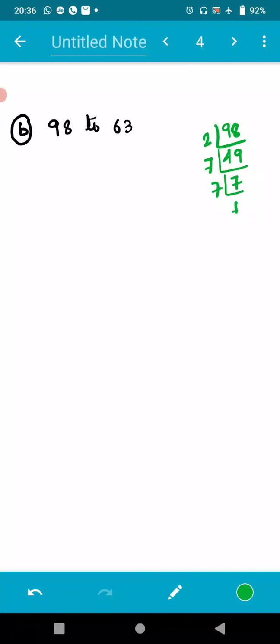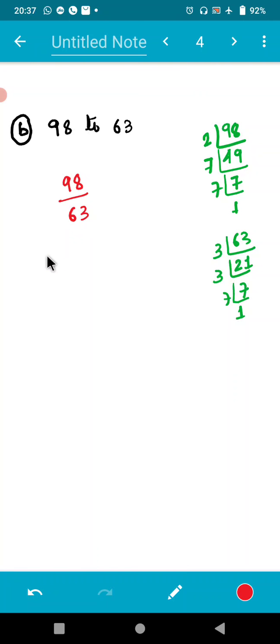Okay, so now what about 63? 63 is divisible by 3. So 3 2s are 6, 3 1s are 3, 3 7s are 21, and 7 1s are 7. Okay, so now let's do it. So 98 by 63, we'll write it down, 98 by 63. Now in place of 98 we'll write 2 into 7 into 7, and in place of 63 we will write 3 into 3 into 7.